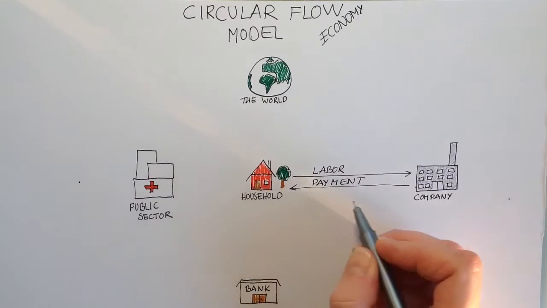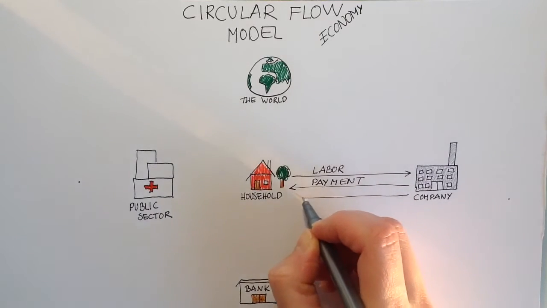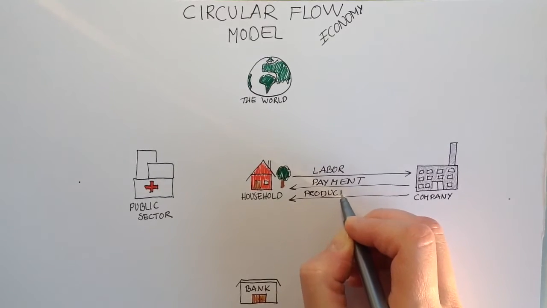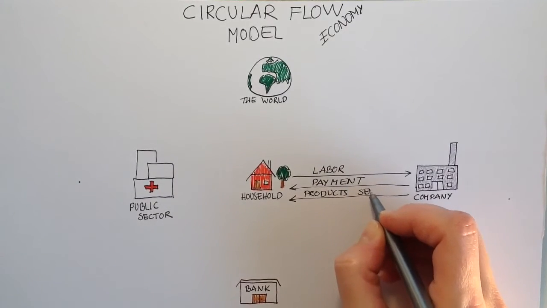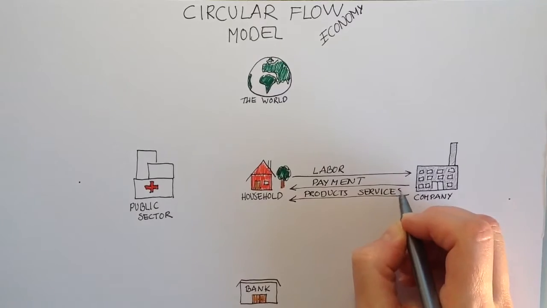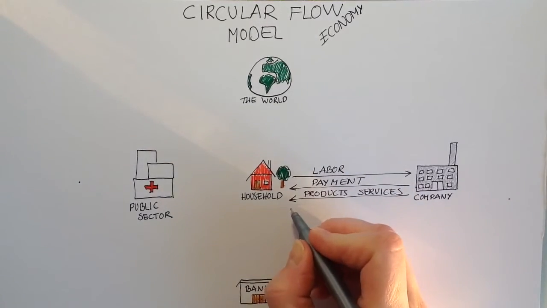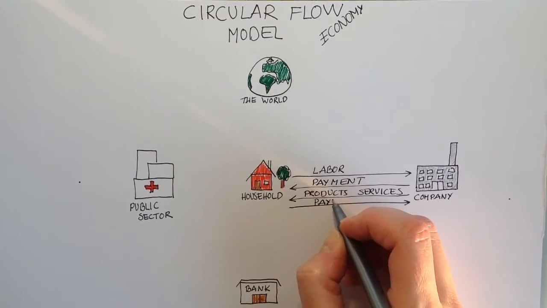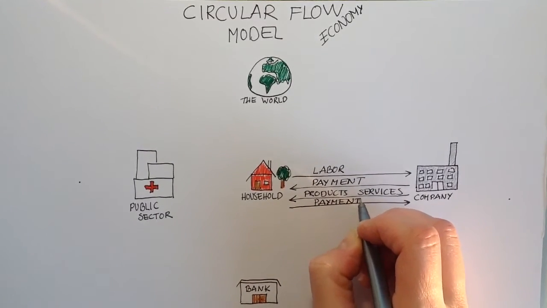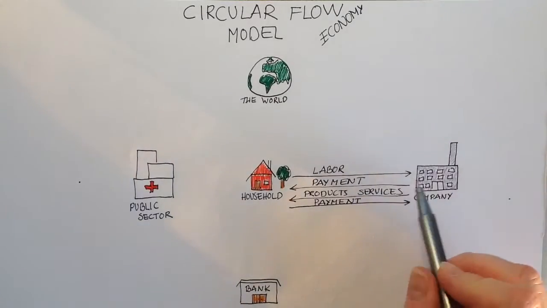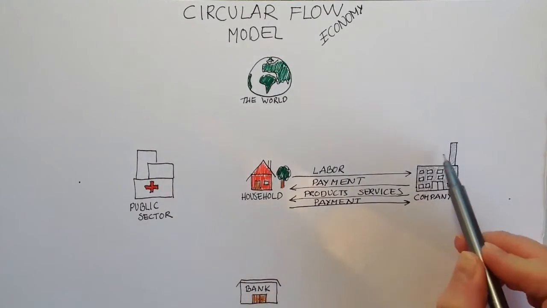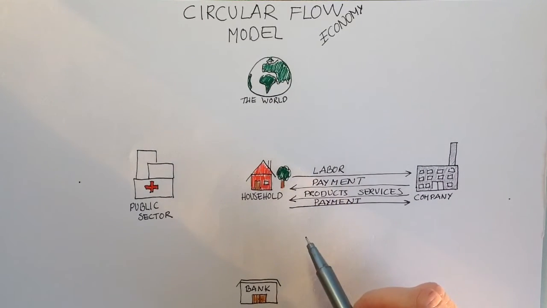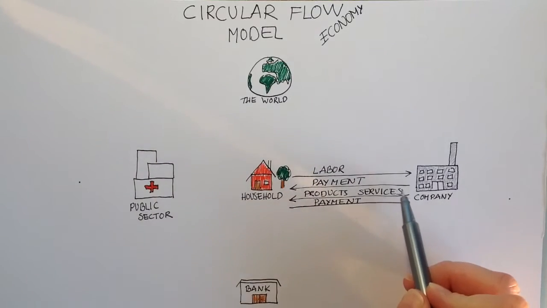The households, they also get something else back from the companies, and that is products and services. And back to the companies, they send money, they send payment. So there is a connection between the households and the companies by labor, payment, products and services, and payment again. You see the arrows, they go in different directions.